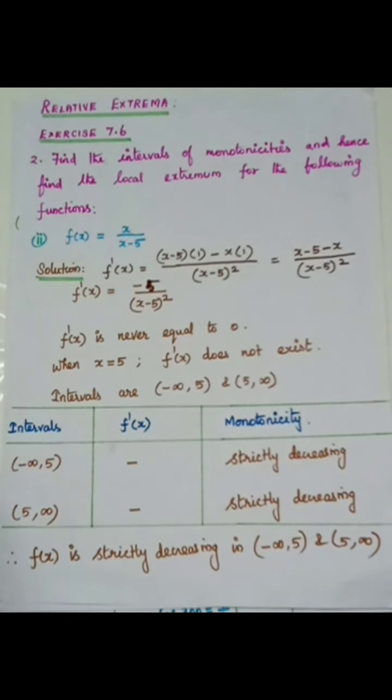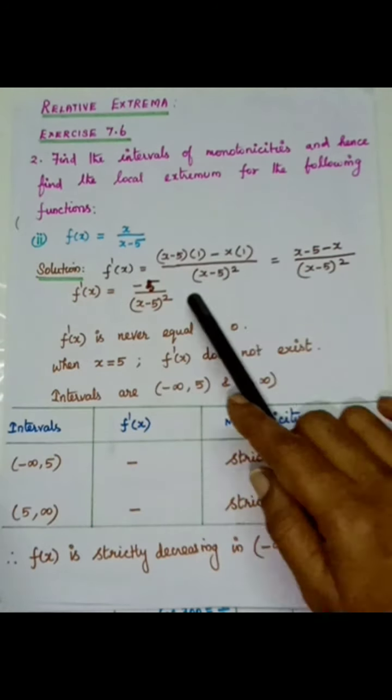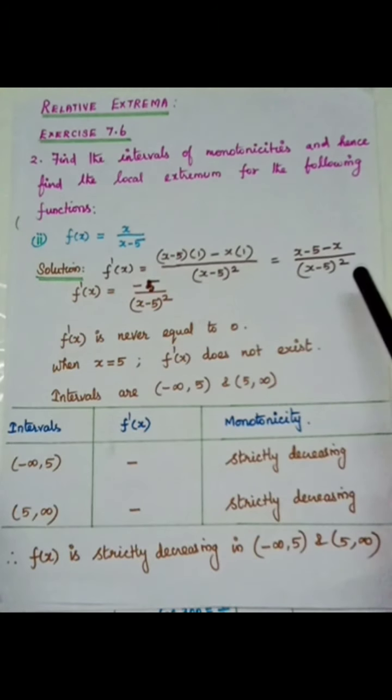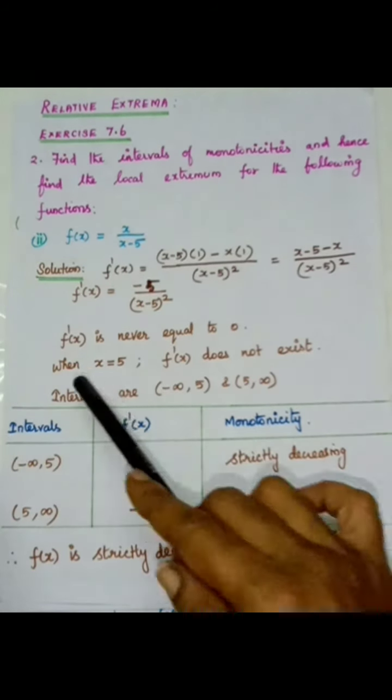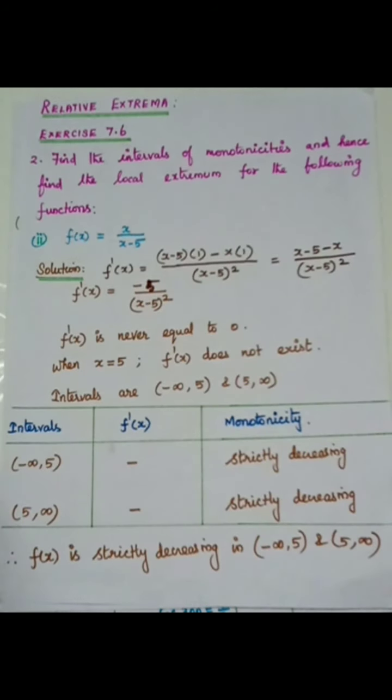not exist. You see that your f dash of x is never equal to 0. So, when equal to 0, x minus 5 the whole squared is equal to 0. So, minus 5 is equal to 0. It is absurd. So, that's why I have said f dash of x is never equal to 0.